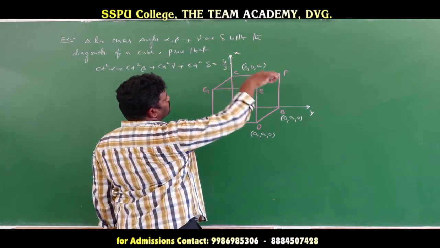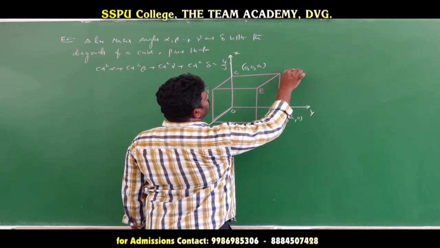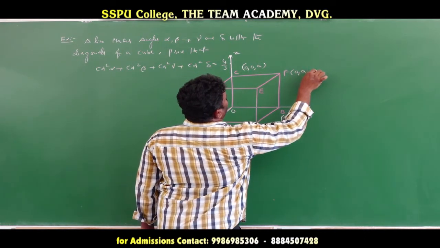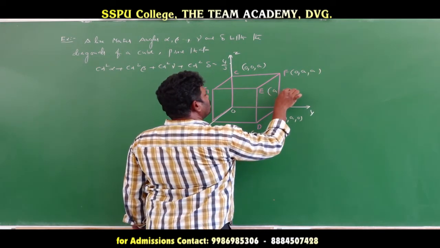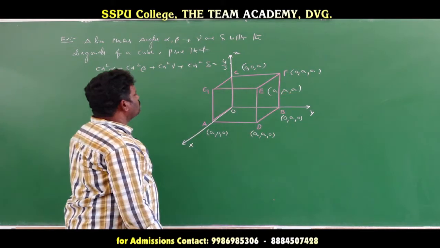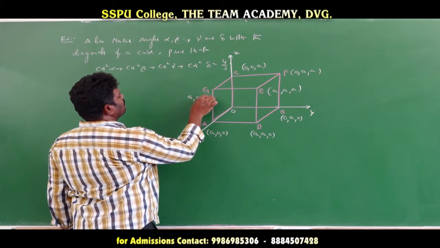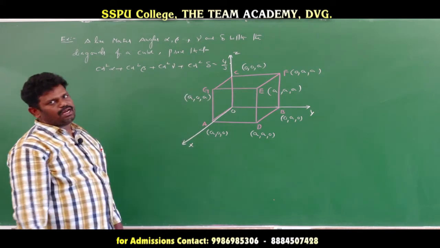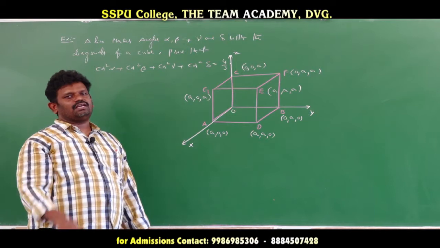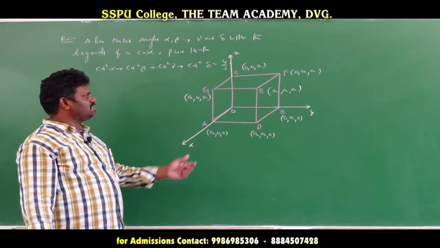Now which plane is this? ZY plane, which means the x coordinate is 0. 0 comma a comma a, this is the middle one. Now here, on which axis? This one is y. So a comma 0 comma a. Now these are the coordinates. This concept we learn in first year three-dimensional geometry. Now the same concept.